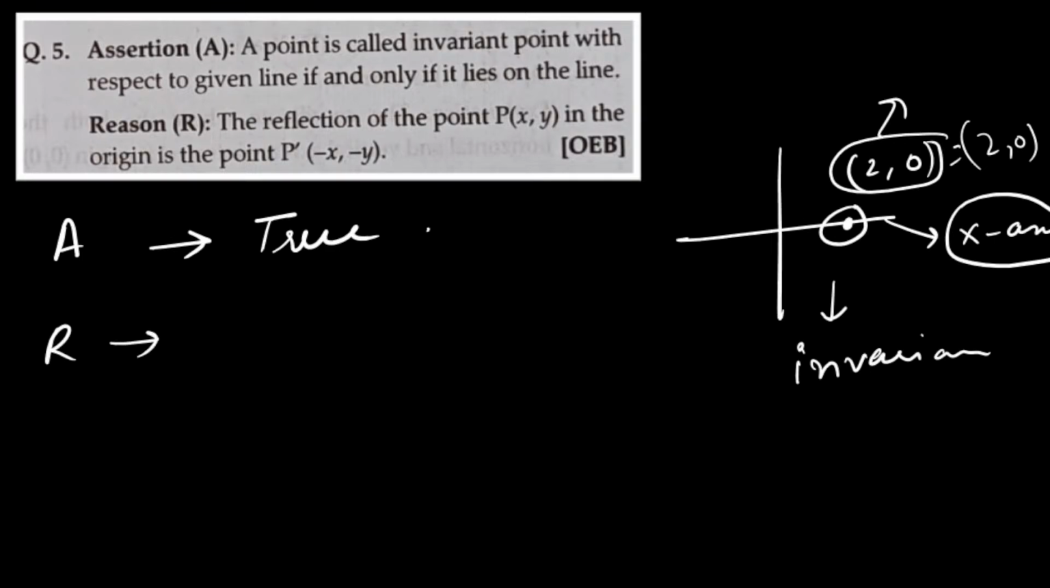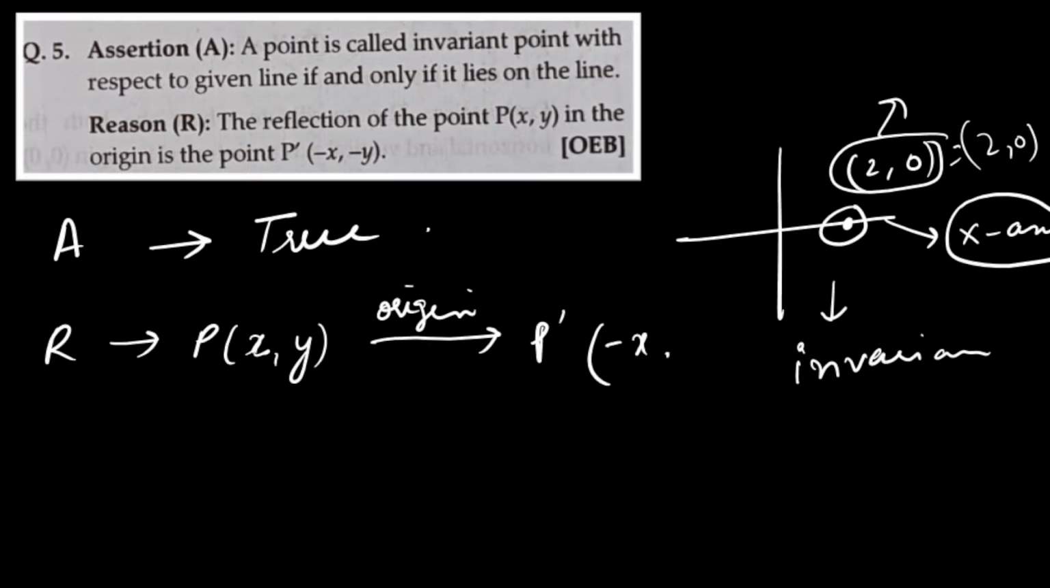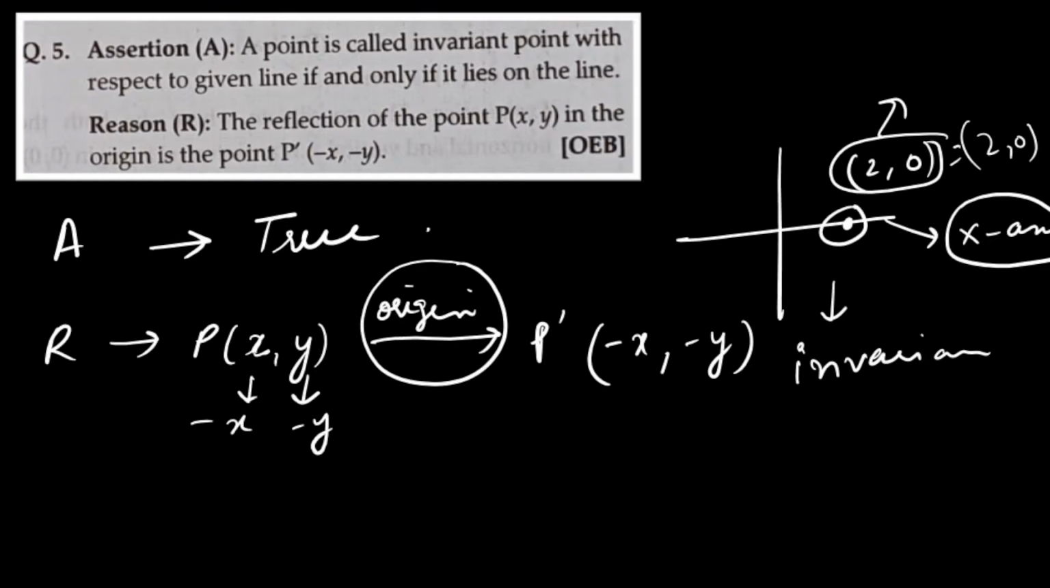The reflection of the point P. P is (x, y). If we do its reflection in the origin, we'll get P dash. P dash means both will change. Origin means both will change. So minus x, minus y. Because here positive x and positive y, if reflection is happening through the origin, both x coordinate and y coordinate, the abscissa as well as the ordinate, will change.